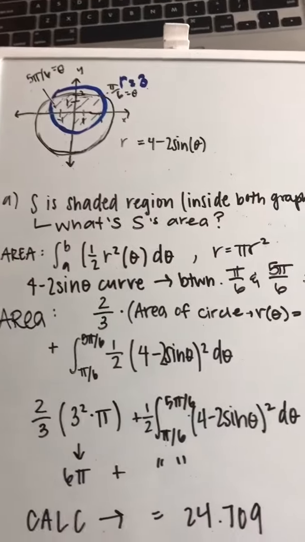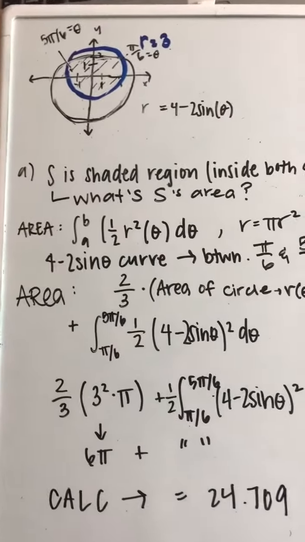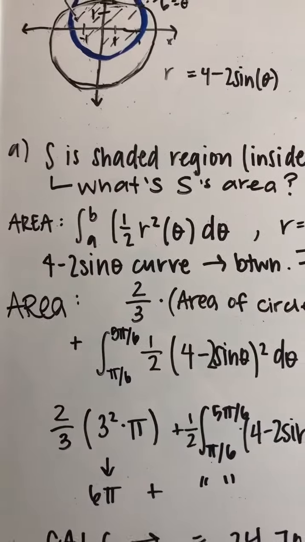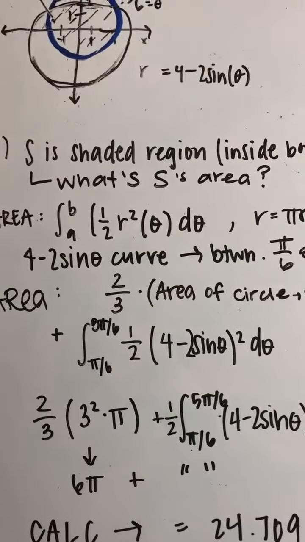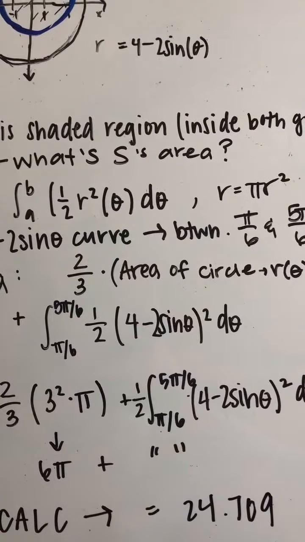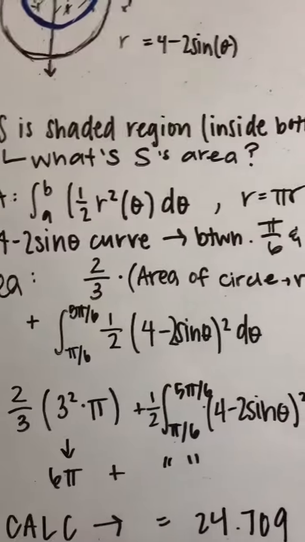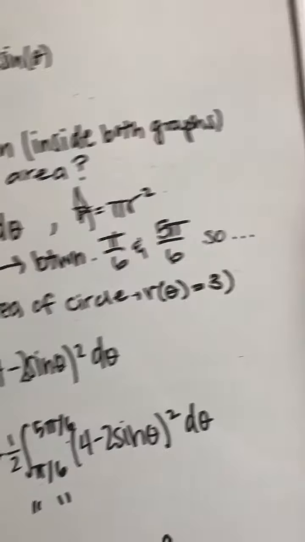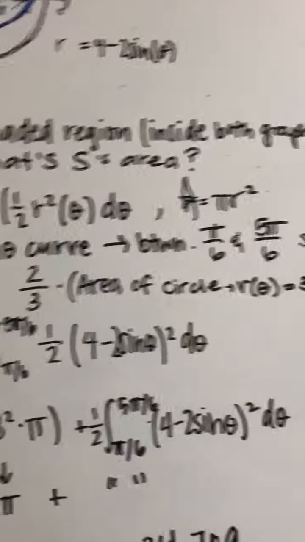Some formulas to know beforehand before you get started: the area is the integral from a to b of one half r squared of theta d theta, and you should also know that the area of a circle equals pi r squared.